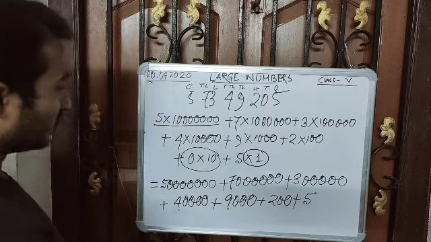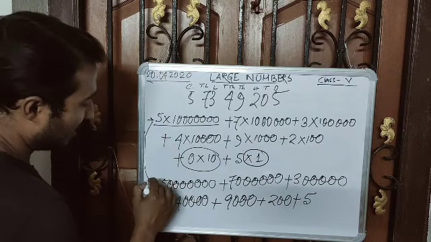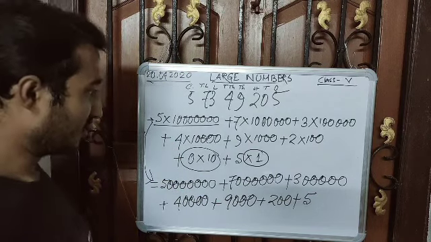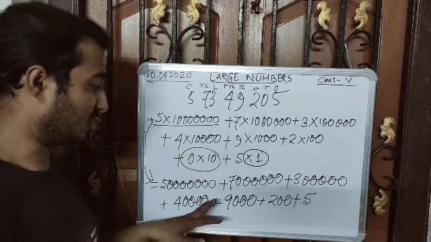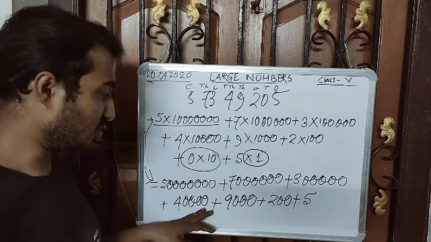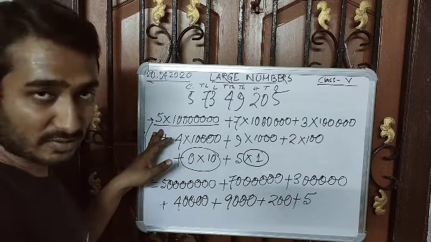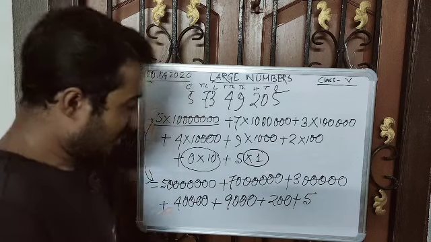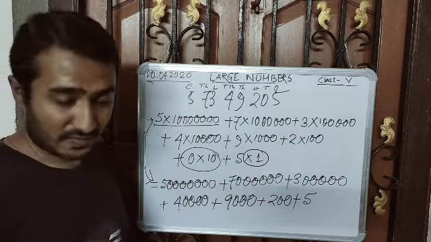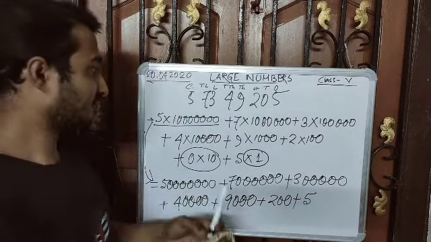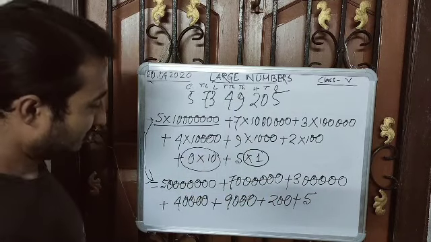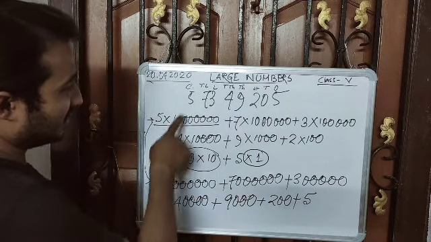Okay, so you can avoid this step. You can directly go to this step if you are comfortable. By going to this step directly, you can do it directly. Otherwise, you can do this step also. Okay. So this is the way of writing an expanded form. So you can directly write this expanded form by seeing the place value.